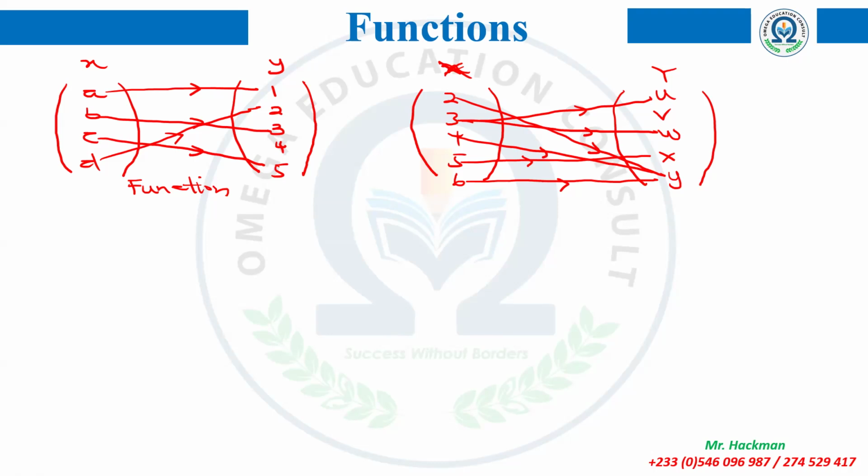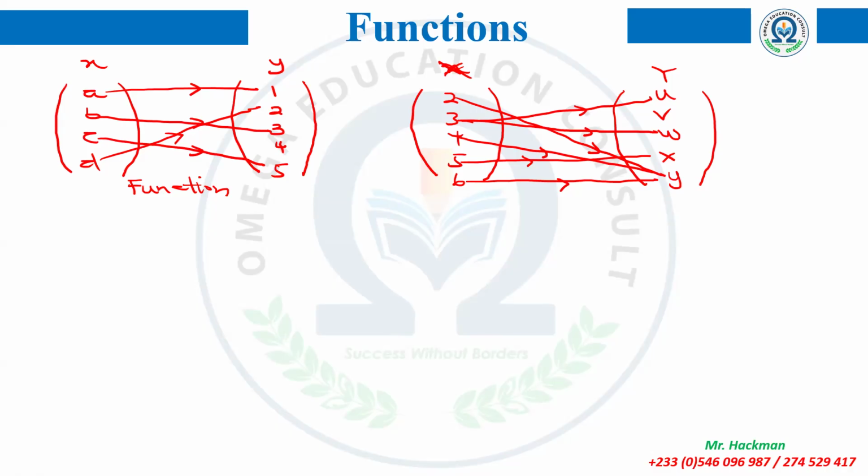No. Why? This is because some are having more than one image. For example, 3 is having U and W as its images. Okay, so that is your answer.